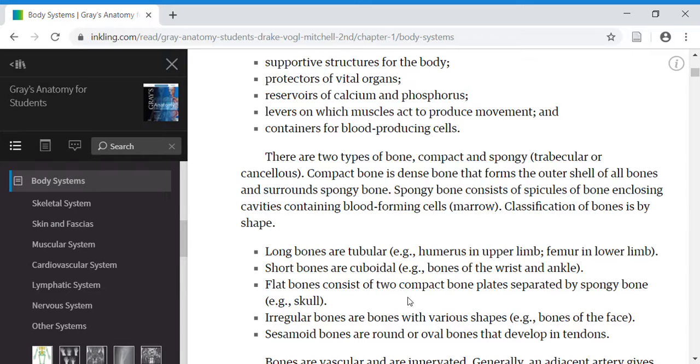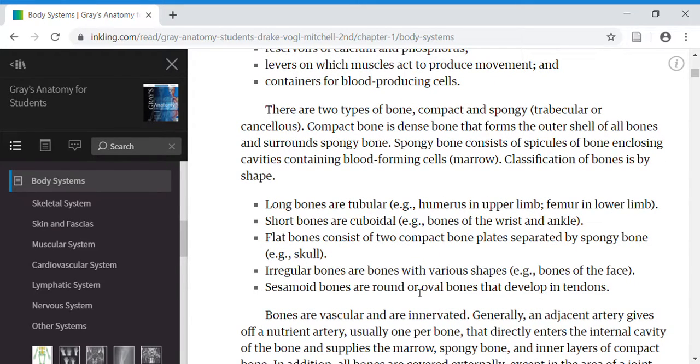Irregular bones have various shapes, like the bones of the face. Sesamoid bones are small, round or oval bones that develop within a tendon.